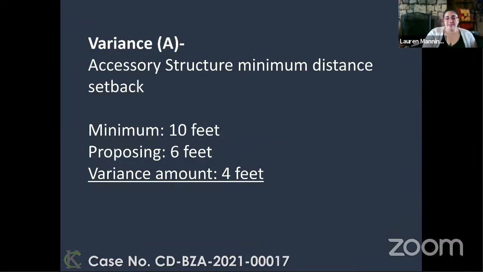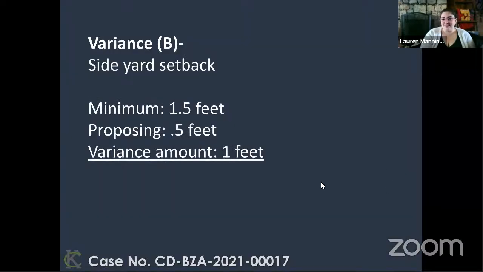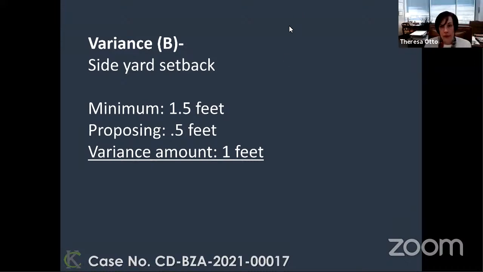The accessory structure minimum distance setback is minimum 10 feet. They're proposing 6. So the variance amount would be for 4 feet. The side yard setback, minimum setback is 1.5 feet. They're proposing 6 inches. So the variance amount would be for 1 foot. Any slides necessary? That concludes my staff report. Okay, thank you, Lauren. Mr. Hodges, Mr. Hopkins, why do you believe the board should grant this variance request?